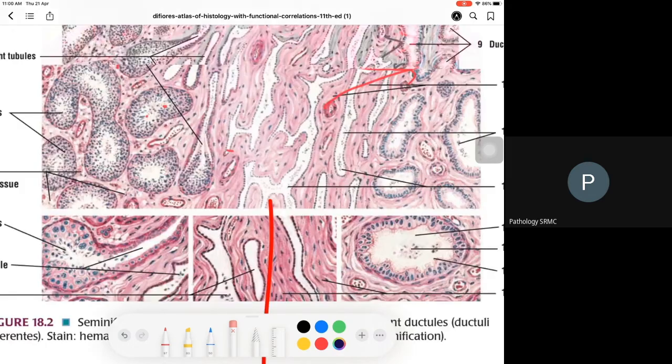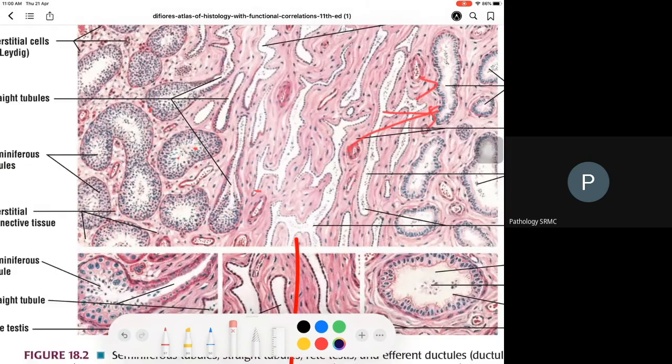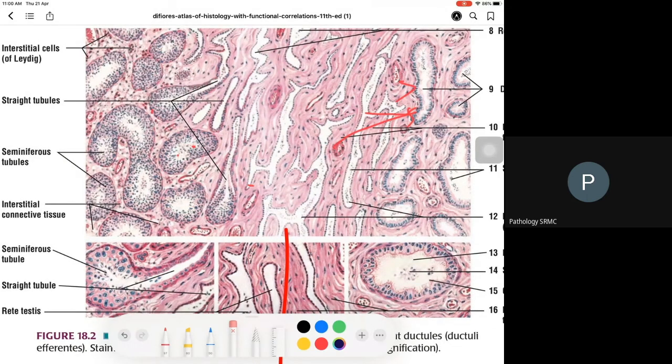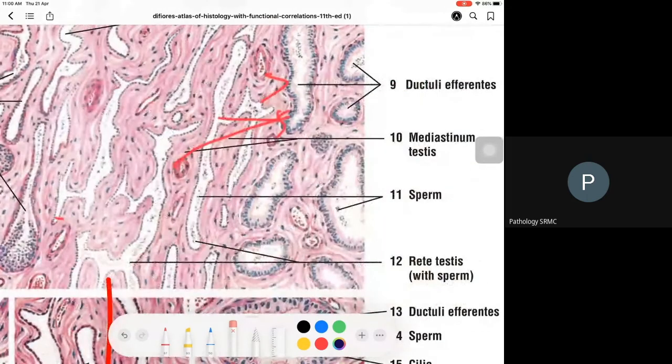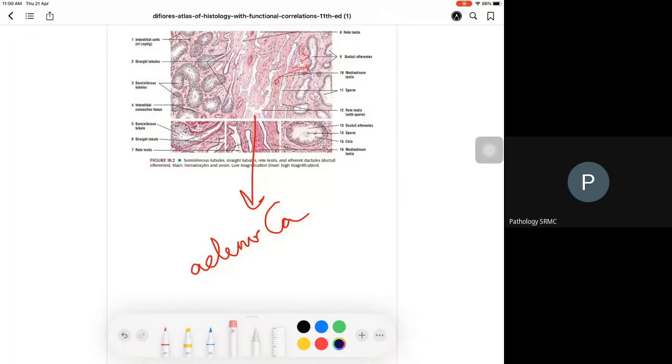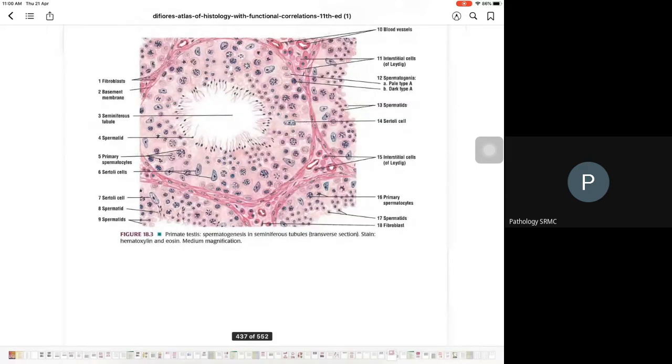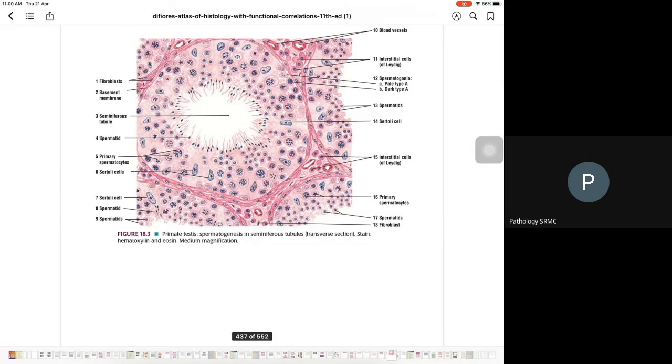So when you see it in high power, the rete testis is lined by cuboidal cells, whereas the ductuli efferentis, I think it is epididymis, are lined by stratified columnar cells, and they will have cilia. Remember, that's why I told you they are similar to the fallopian tube, because they will help in the storage and transportation of the sperm into the ejaculatory duct. Remember the germ cells, I told you there are various stages. We will be seeing them, and we will see the Leydig cells also.